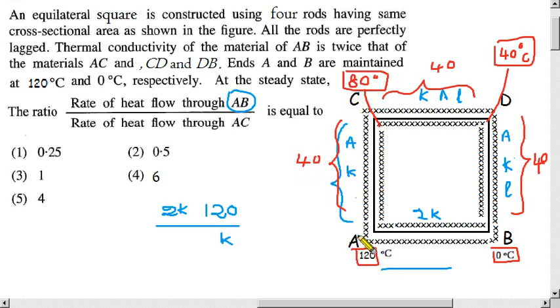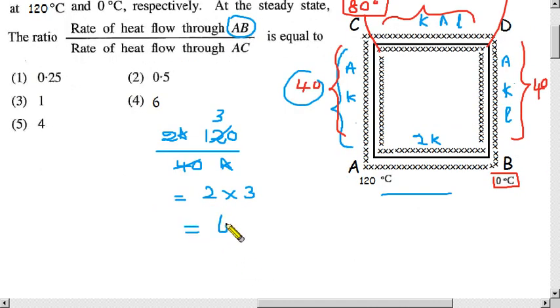That is okay now. Those are the real temperatures at these junctions, but we don't want those temperatures. What we want is the temperature difference. So here at the denominator we have to write the temperature difference for this rod AC, that is 40. Then you have to simplify, K cancels, then 3 times 2, that is 2 times 3 equals 6. So that is the answer.